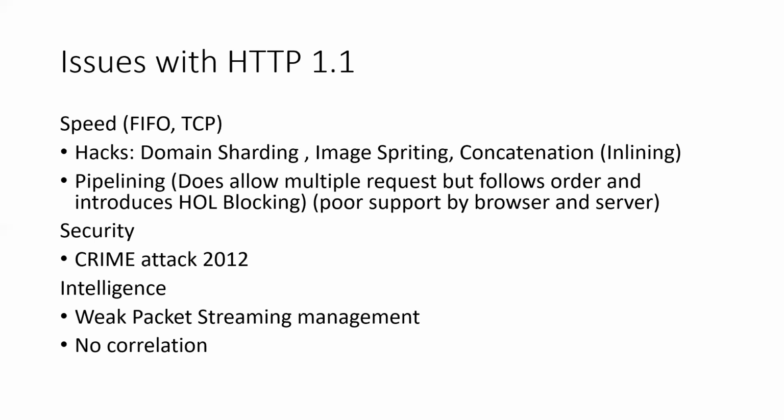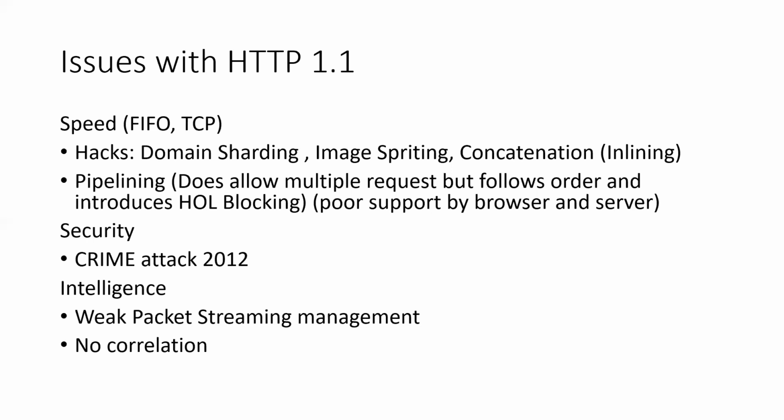Let's say image1.domain.com, somefile.js.domain.com, somefile.css.domain.com. This is domain sharding. So instead of having one connection, I will have multiple TCP connections.